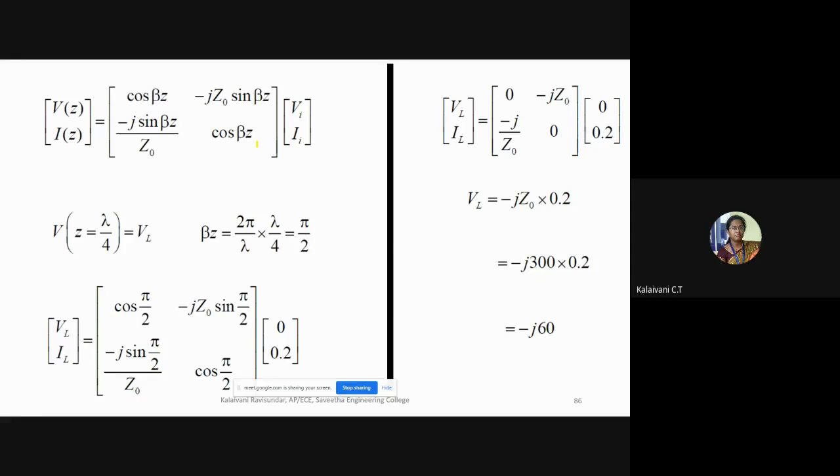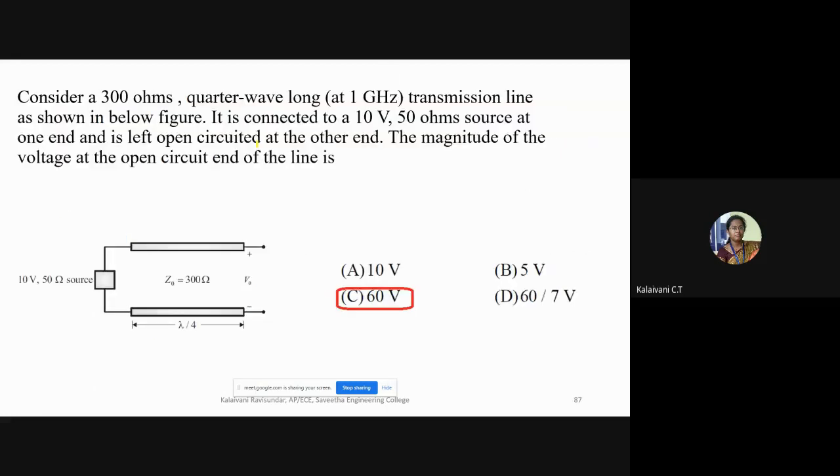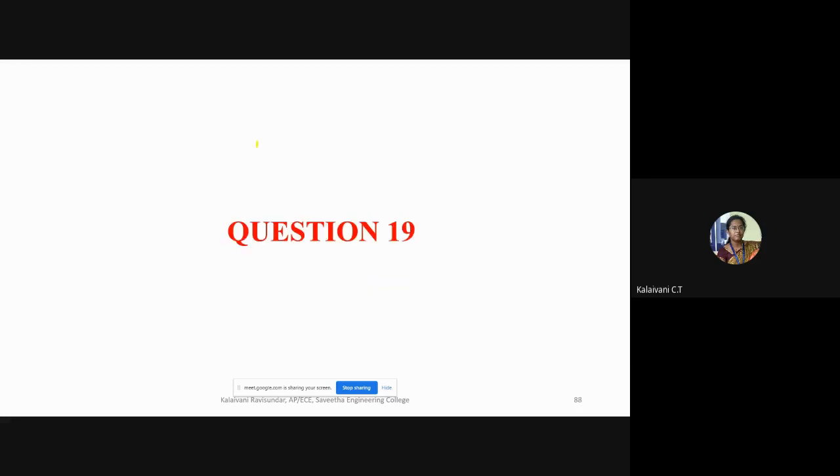It's very important to remember the basic equation of the transmission line. Vz by Iz is equal to cos beta z, minus j Z naught sin beta z, minus j sin beta z by Z naught, cos beta z. We'll go to the next question.